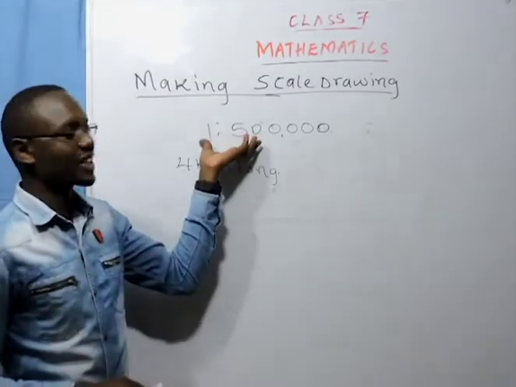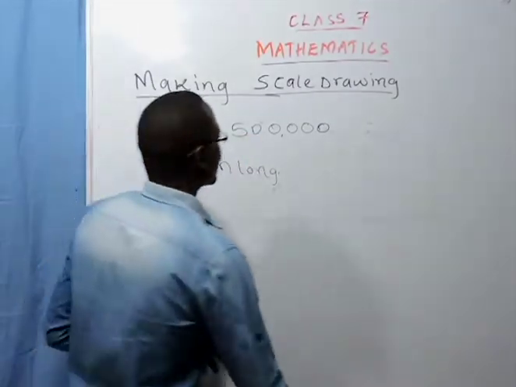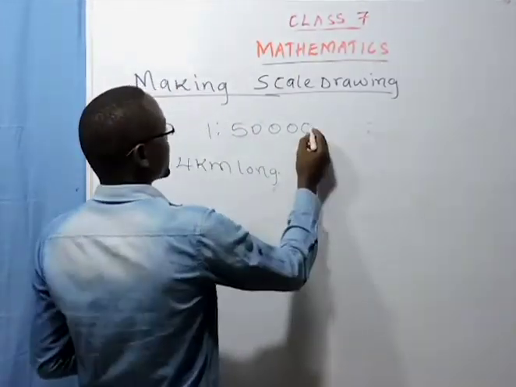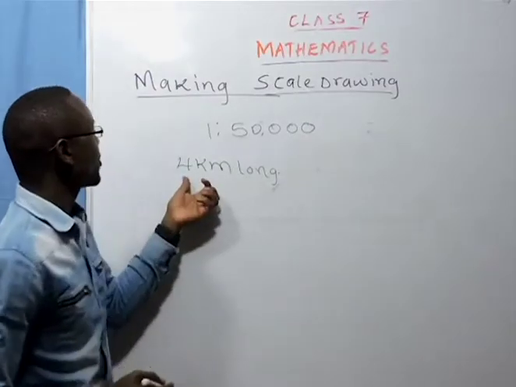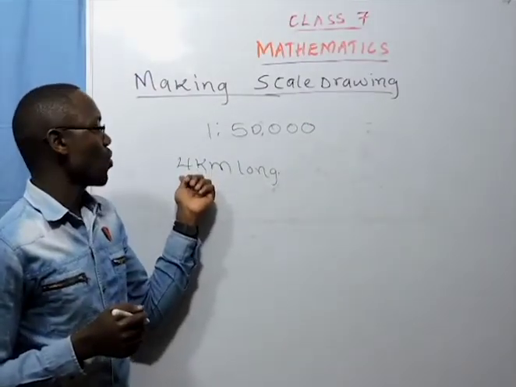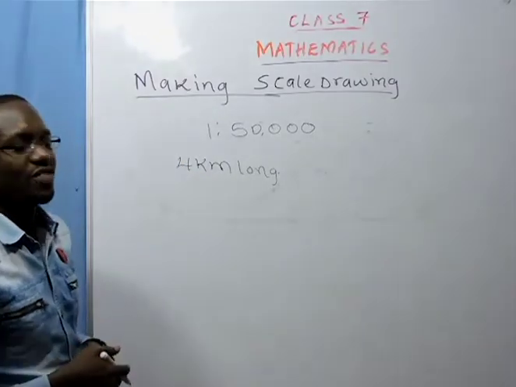A map is drawn to a scale of 1:50,000, and a road is 4 kilometers long. What would be the drawing length of that road on the map?